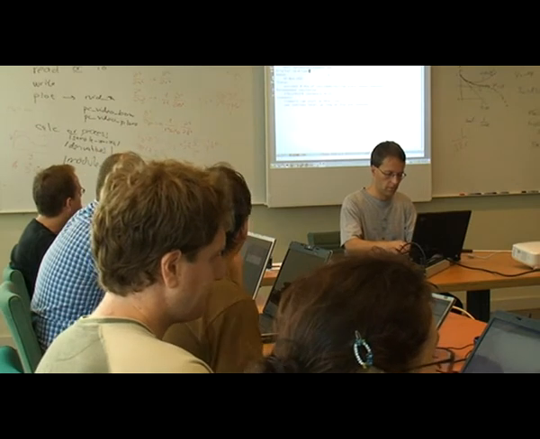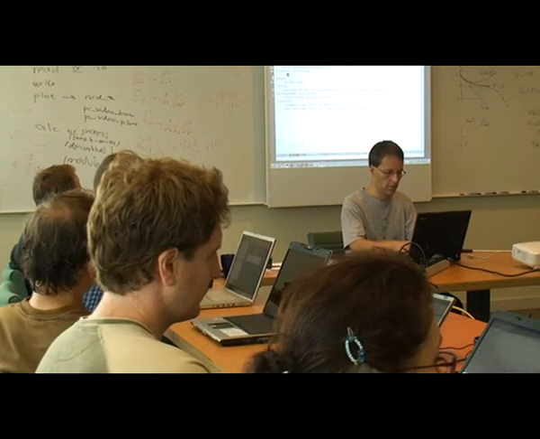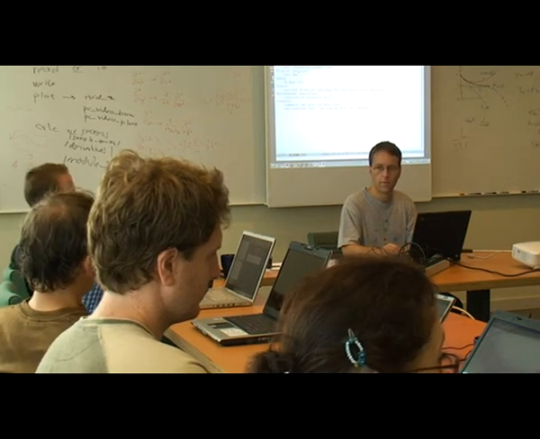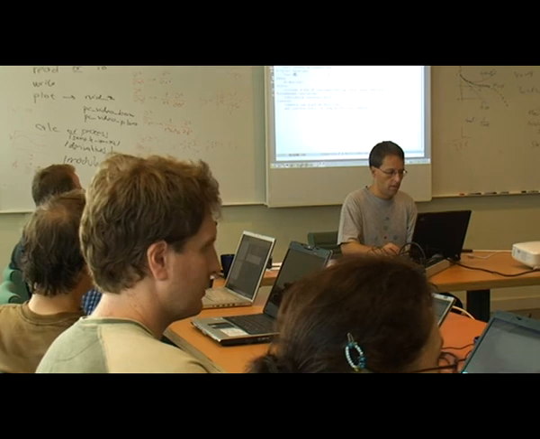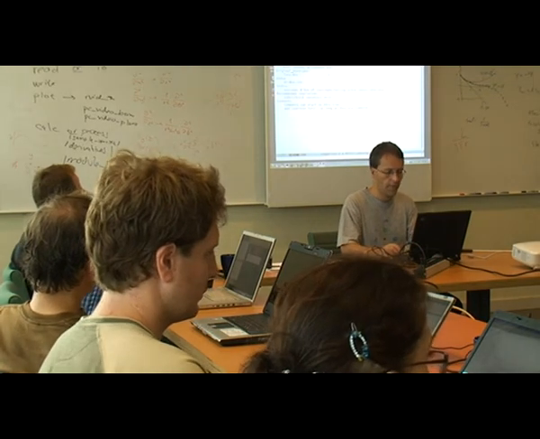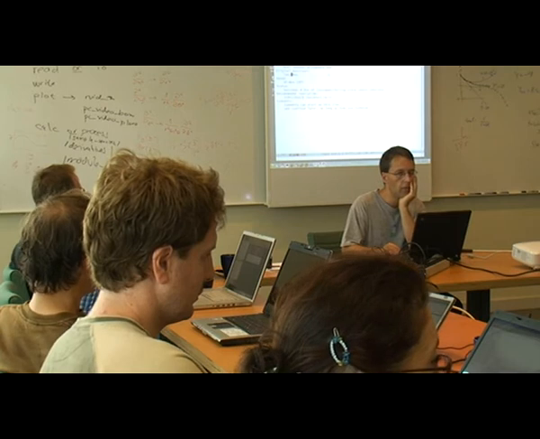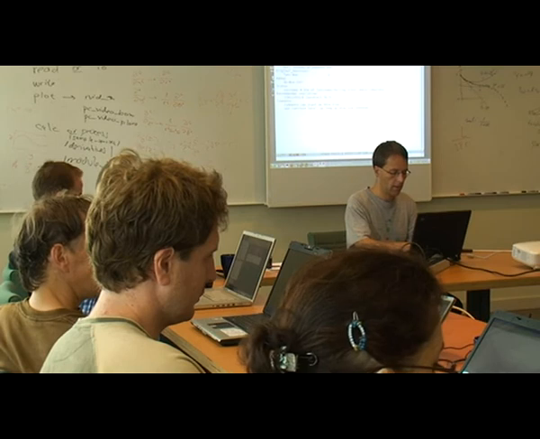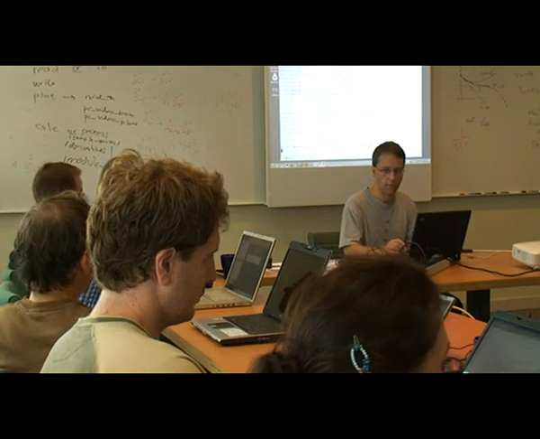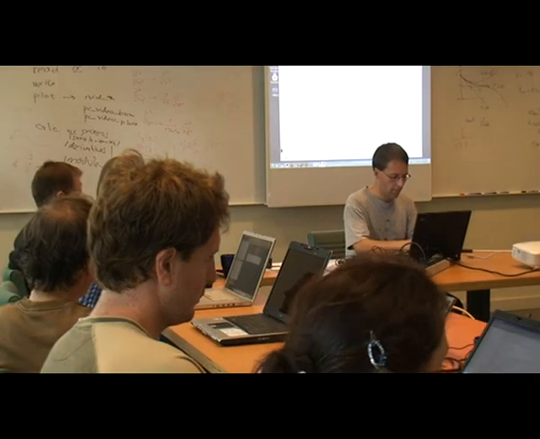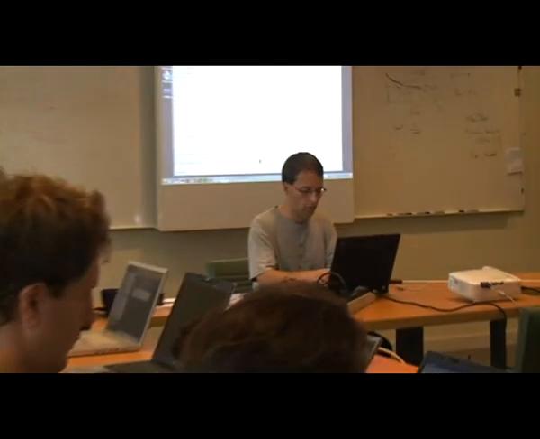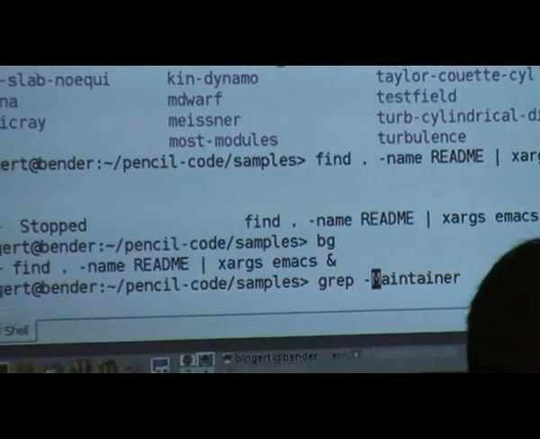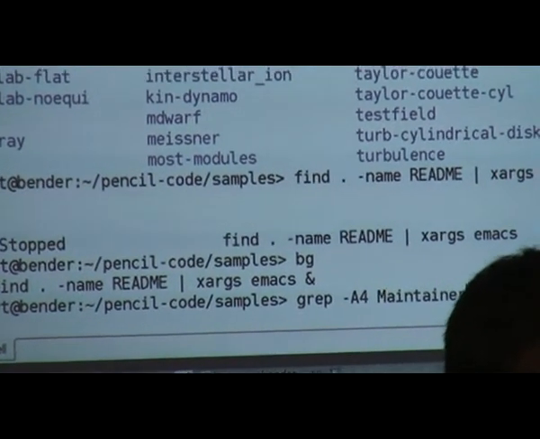Like this. But wait, it's all on different lines. Is there an easy way of grabbing this? It's not really possible. Suppose you want to grab the names from all these README files. Then, well, if you know how many, I guess you can do something like this. No, one line. You can do grep -A4 maintainer.